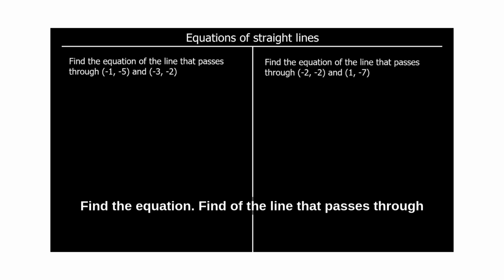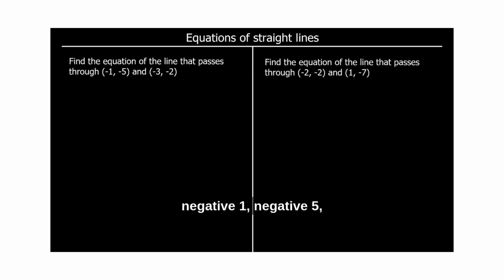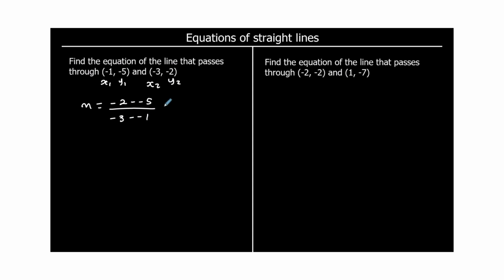Another one, find the equation of the line that passes through -1, -5, and -3, -2. So label x1, y1, x2, y2. Find the gradient, so the change in the y's over the change in the x's. So we've got -2 plus 5, which is 3. -3 plus 1 is -2. So minus 3 over 2 is the gradient.